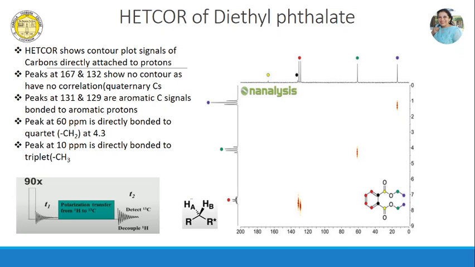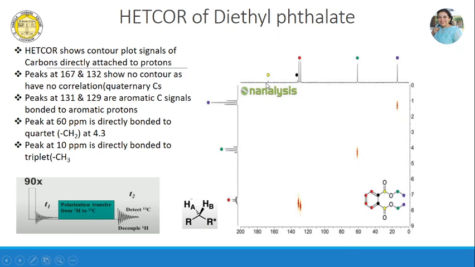So, HETCOR of diethyl phthalate. If you see, this is the structure of diethyl phthalate. HETCOR shows contour plot signals of carbons which are directly attached to protons. That is J1 coupling. HETCOR only shows J1 coupling. So if you see, peaks at 167 and 132 show no contour.